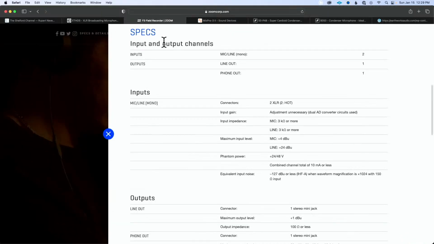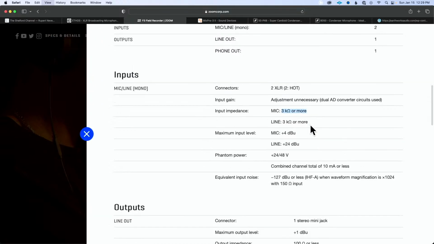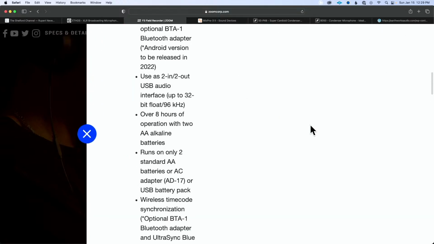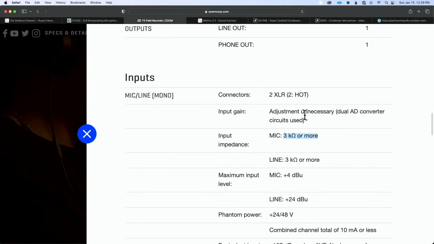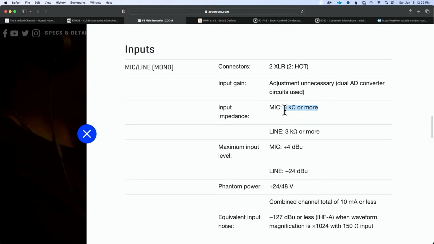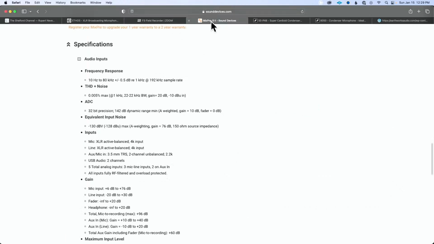Let's look at the Zoom F3 specifications. So its input impedance is 3,000 ohms. You can see right there. I can make that a little bigger perhaps. Whoa, when I make it bigger, it wants to move. There it goes. Input impedance, 3,000 ohms. That's the K, of course, is 1,000. All right, so that's pretty much what we'd expect.